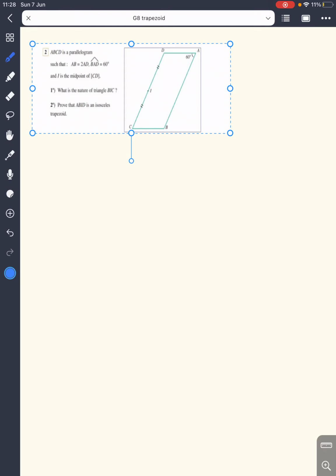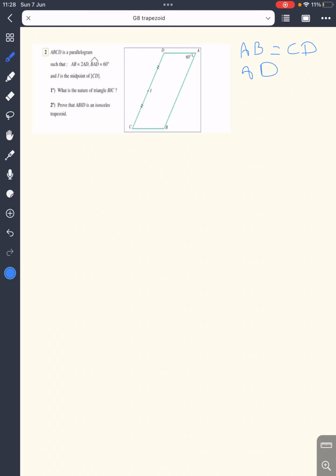Exercise 2. Given that ABCD is a parallelogram such that AB equals AD. Here I have to mention that in a parallelogram opposite sides are equal and parallel. So I can say that AB equals CD and is parallel to it. Also AD equals CB and is parallel to it. Opposite sides of a parallelogram are equal and parallel. Angle BAD equals 60 degrees.